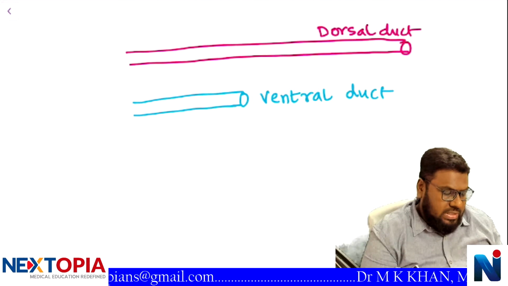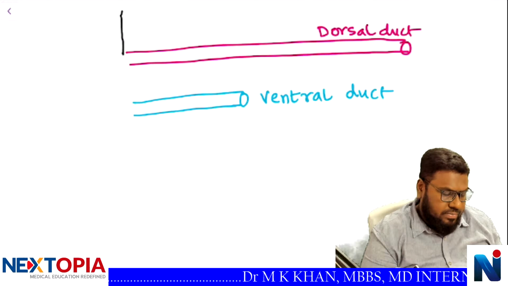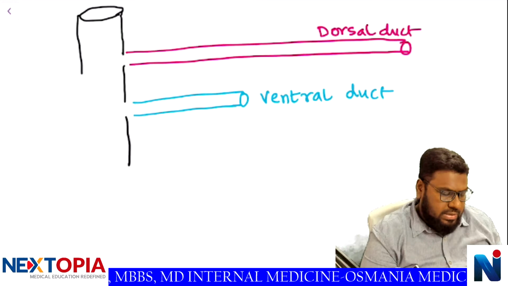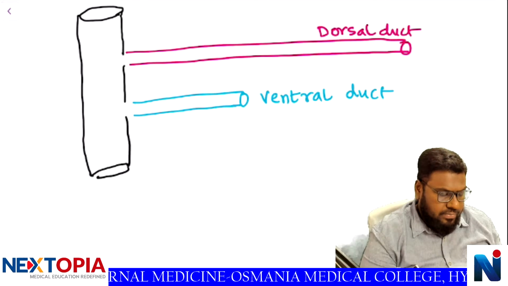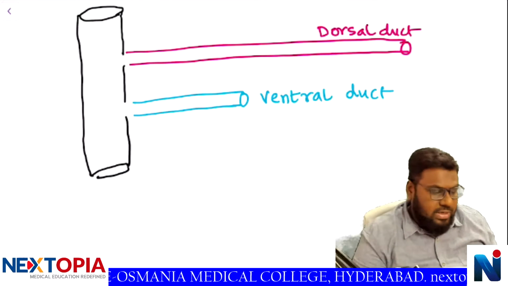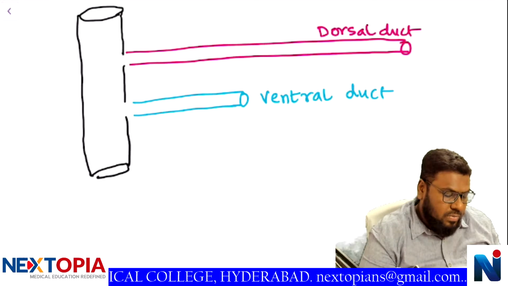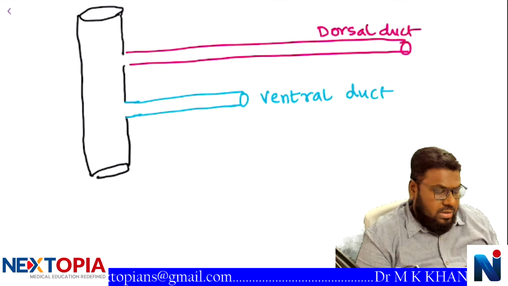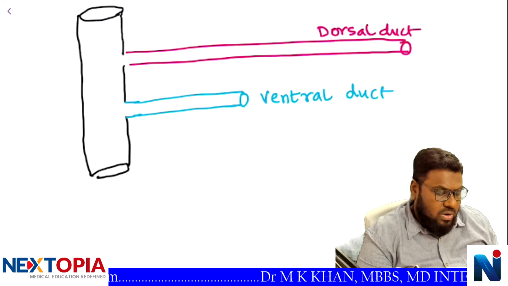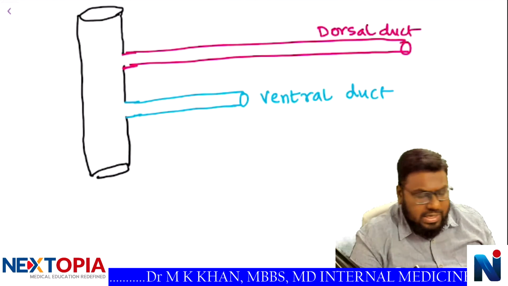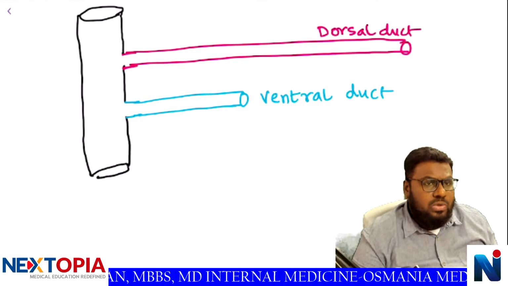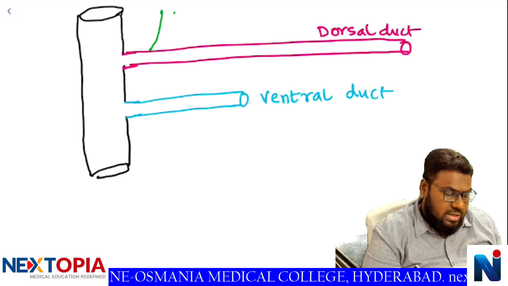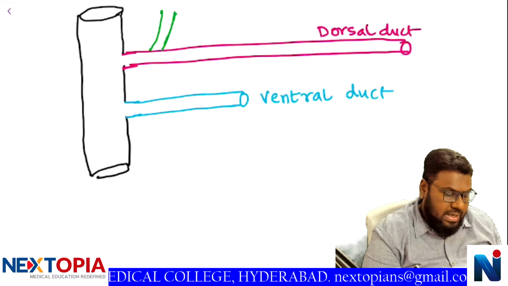Suppose this is the duodenum, the second part of the duodenum. What's happening here is, the ventral duct has got a small opening, and the dorsal duct has got a small opening into the duodenum. So who joins the ventral duct? The bile duct, which is growing along with the ventral bud.